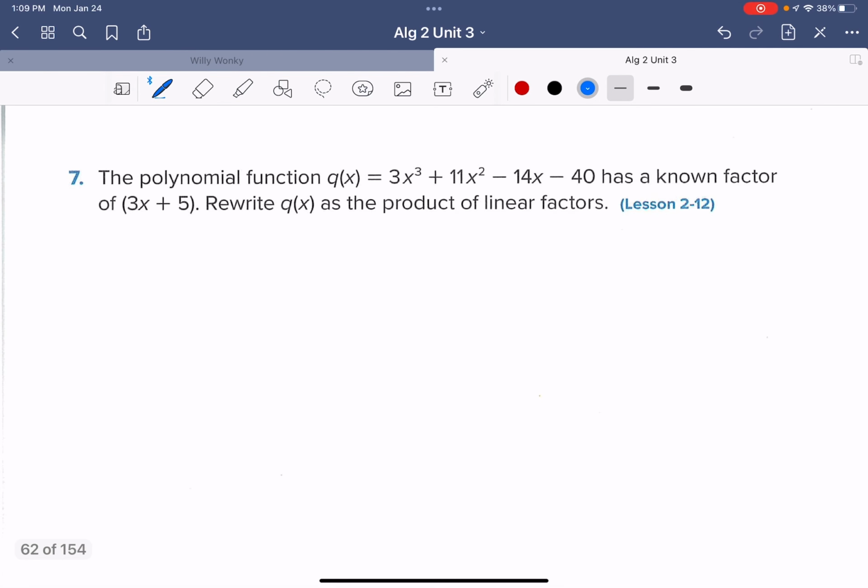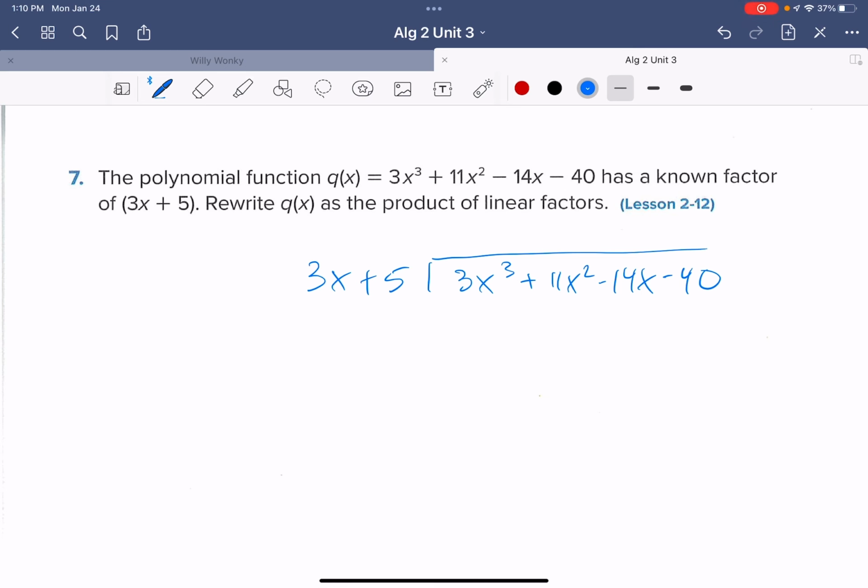Okay, now on number 7, you have to do long division. 3x plus 5, and then we got 3x cubed plus 11x squared minus 14x minus 40. So you remember how you do this? You go something times 3x is 3x cubed. So we got to have an x squared. And then you multiply, and you get 3x cubed plus 5x squared. And then you take the red pen and you subtract those off and you go from there.